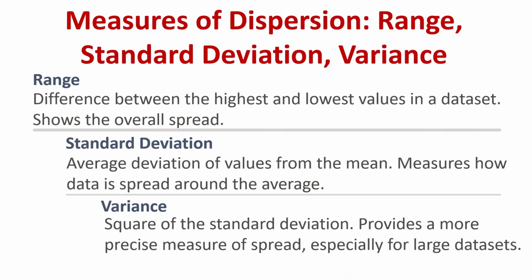Variance is the square of the standard deviation. Variance is more precise than the standard deviation, especially for large data sets. And all of these have tools in Excel. There are functions in Excel that will calculate the range, standard deviation, and also the variance.